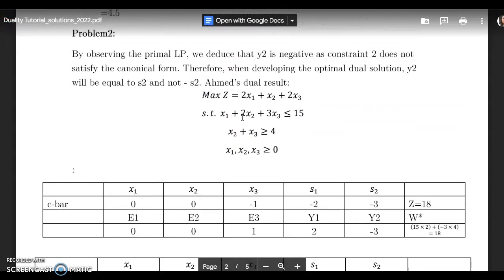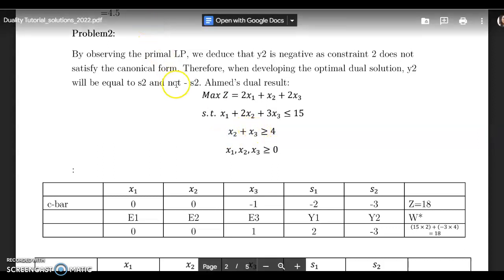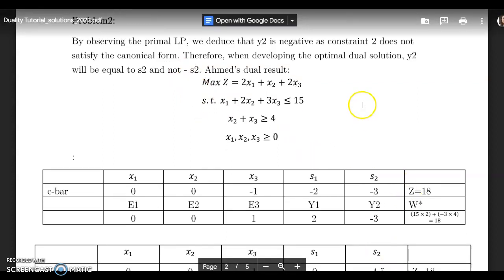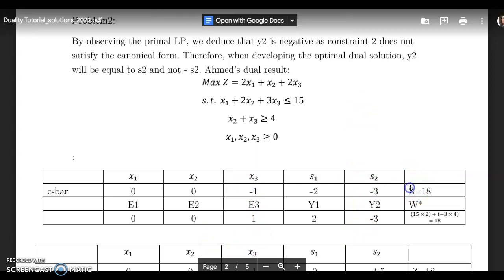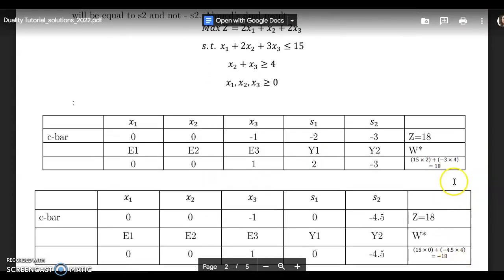So let's look at the answers. Here it says that when developing the optimal dual solution, y2 will be equal to s2 and not minus s2, because the second constraint is not in the canonical form. So to invert the signs, we add a minus sign. So minus s2 would become s2. And that way we can now calculate the optimal values here. So the first student used the minus s2, so it inverted the sign here. However, the second student did not.